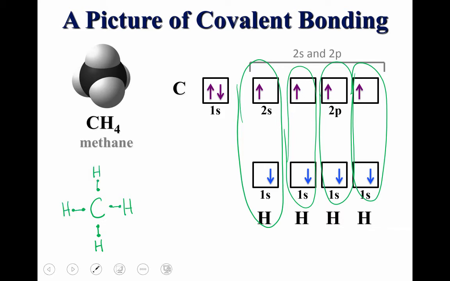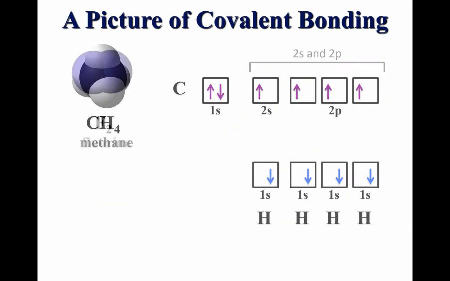Now let's count the valence electrons around carbon. 1, 2, 3, 4, 5, 6, 7, 8. Recall that shared electrons count for both elements. So hydrogen would count 1, 2 electrons, as would this hydrogen here and here and here. All the atoms have a complete shell. They are stable and happy. Let's look at another example.